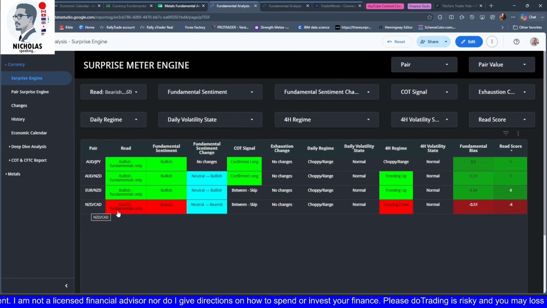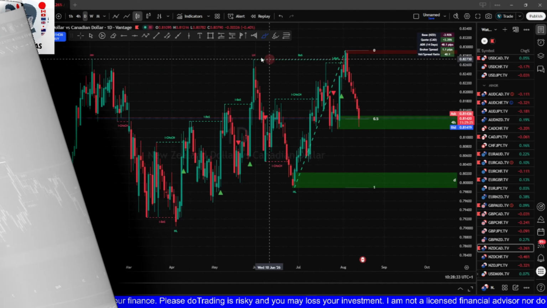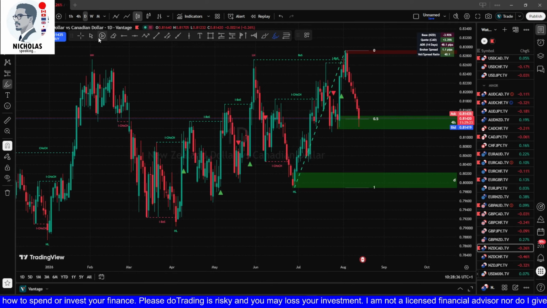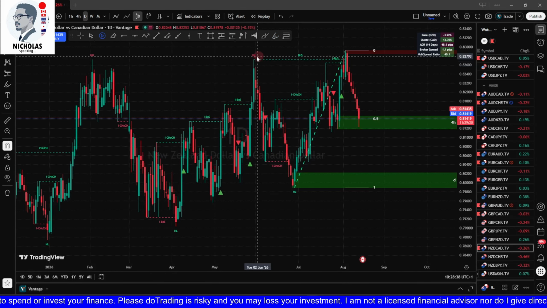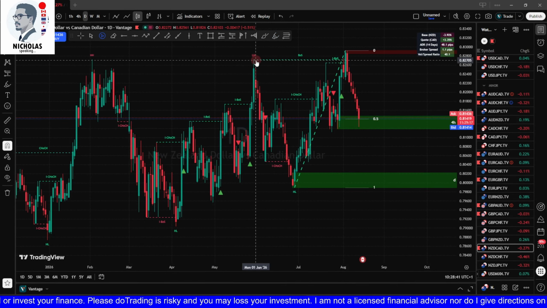The last but not the least is the New Zealand dollar against the CAD, which is fundamentally bearish and has no other supporting situation except the 4 hours regime. So over here on this 4 hours chart, we're actually expecting a good bearish move in the first place. Why were we expecting a bearish move? Simple.